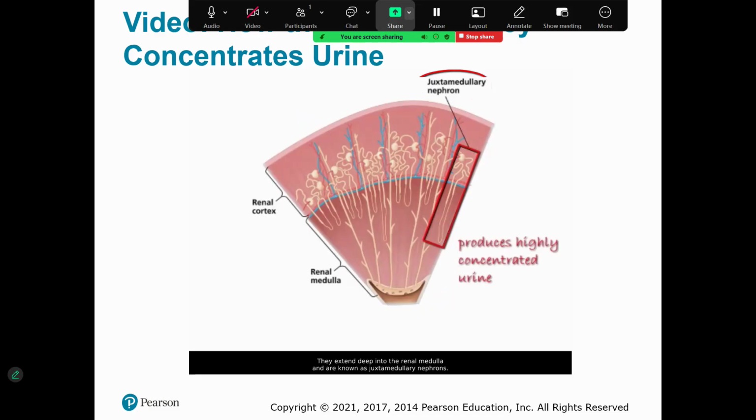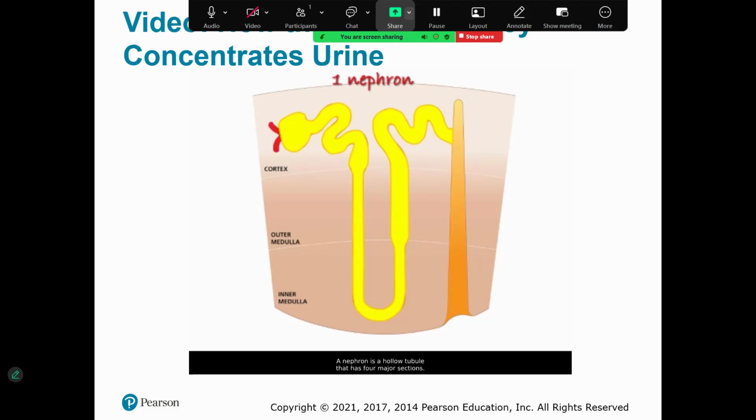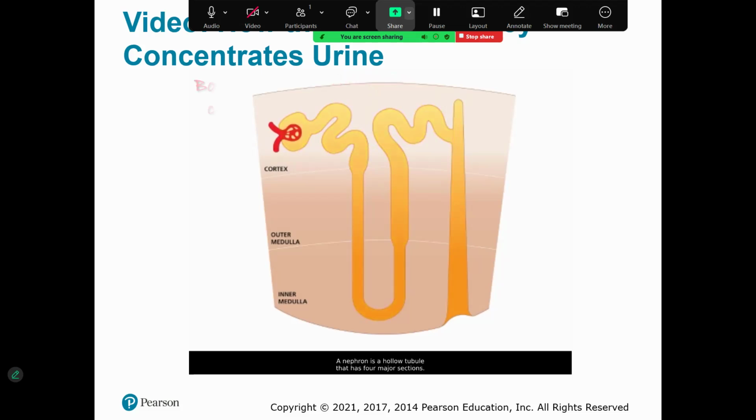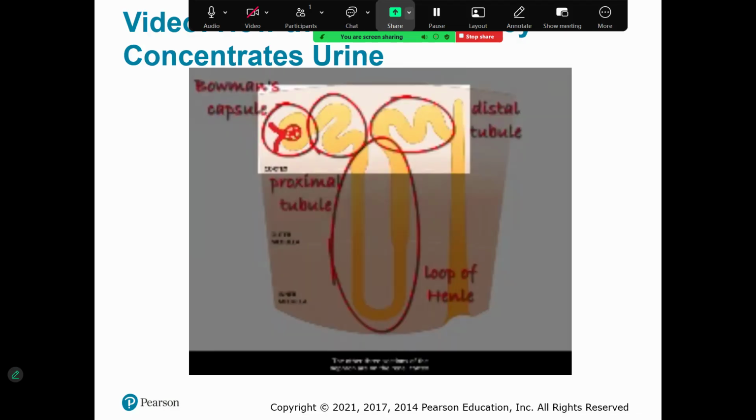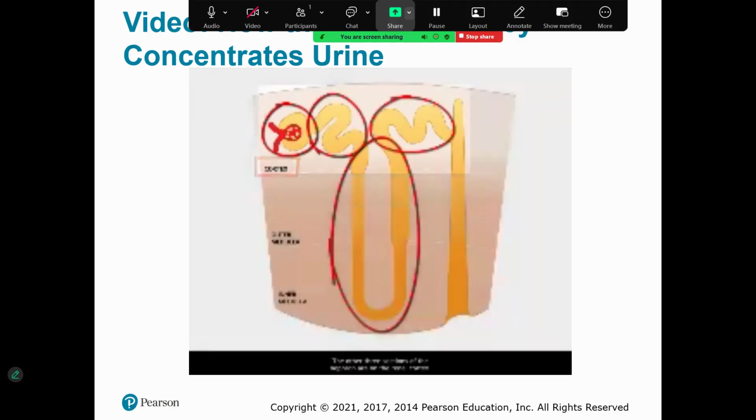To understand how a juxtamedullary nephron concentrates urine, let's return to the simplified diagram shown in the main part of the figure. A nephron is a hollow tubule that has 4 major sections: Bowman's capsule, the proximal tubule, the loop of Henle, and the distal tubule. The loop of Henle lies mostly in the renal medulla. The other 3 sections of the nephron are in the renal cortex. Each section of the nephron has a distinct function.